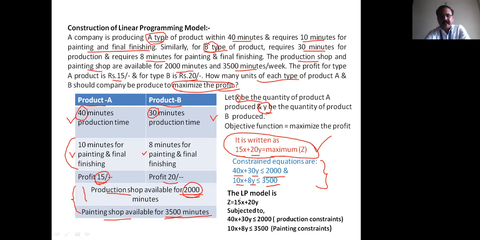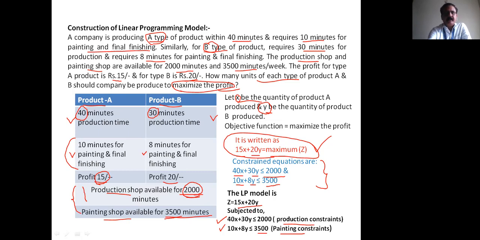And now finally we can write the linear programming model for the given problem: Z is equal to 15X plus 20Y, which is subject to these two constraint equations. 40X plus 30Y should be less than or equal to 2000, which is the production constraint. And the second constraint equation, 10X plus 8Y, should be less than or equal to 3500, which is the painting constraint. This is all about how to construct the linear programming model.